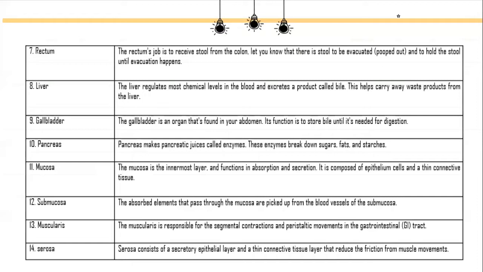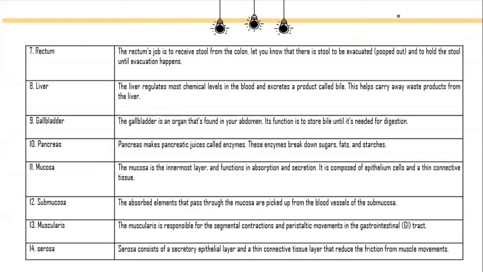Next is the submucosa, which absorbs elements that pass through the mucosa or picks up from the blood vessels of the submucosa. Its substance is an ordinary loose connective tissue which allows the mucosa to move flexibly during peristalsis. Thirteenth is the muscularis.